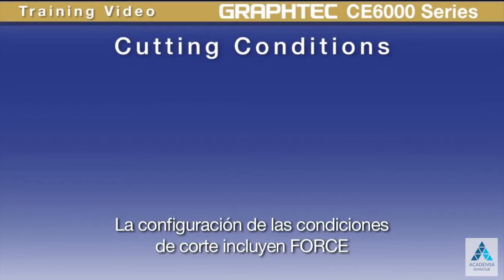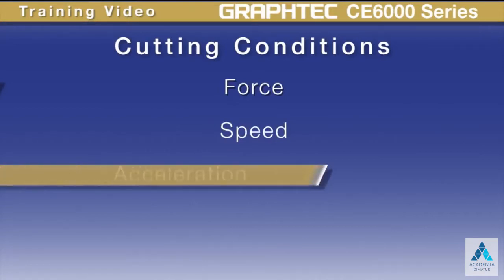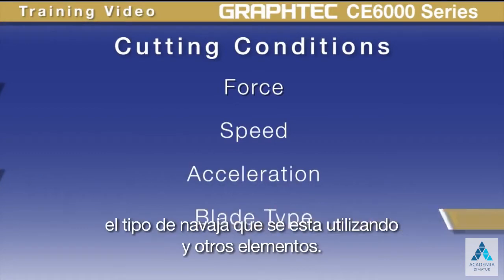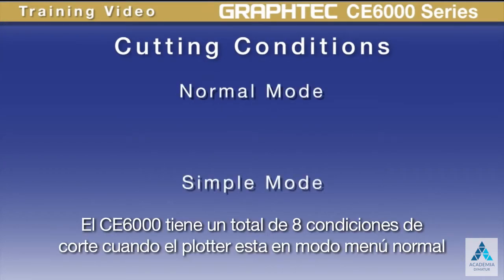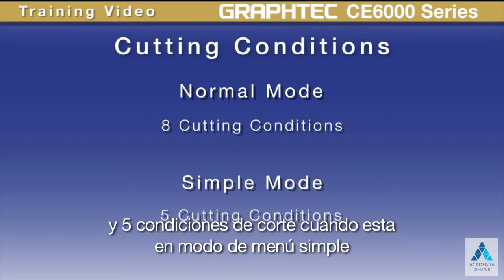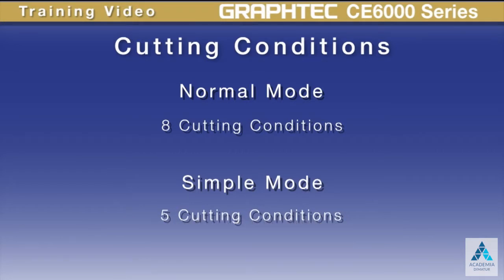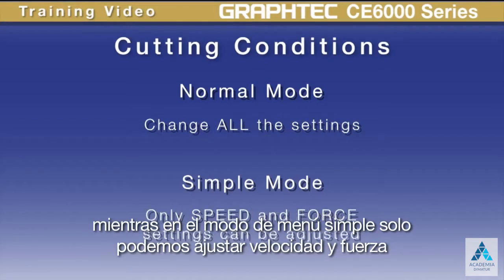The settings within a cutting condition include the force, speed, acceleration, the type of blade that's to be used, and other settings. The CE6000 has a total of 8 cutting conditions when the plotter is in normal menu mode, and 5 cutting conditions when the plotter is in the simple menu mode. The normal menu mode allows us to change all the settings for a condition, whereas the simple menu mode allows for adjusting the speed and force.